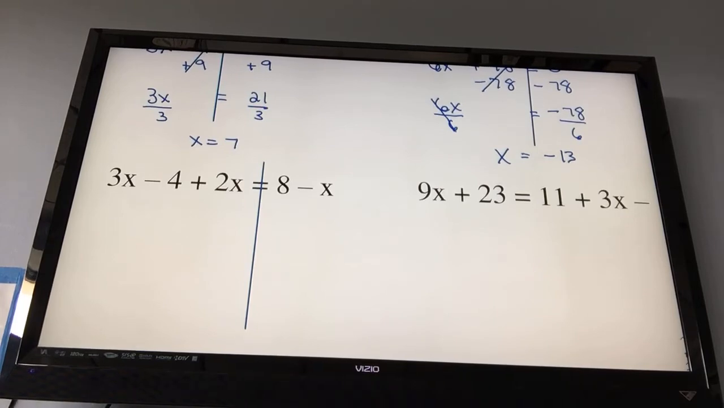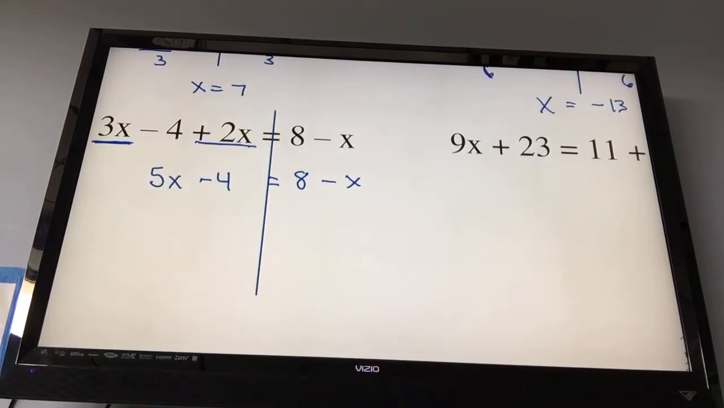All right, on the left side here, we have stuff to combine together first. 3 plus 2 is 5x. Minus 4 comes down, equals 8, minus x all comes down. So all I did was combine these terms together. I didn't move them from one side of equals to the other. I combined them, so there's no sign changing going on.